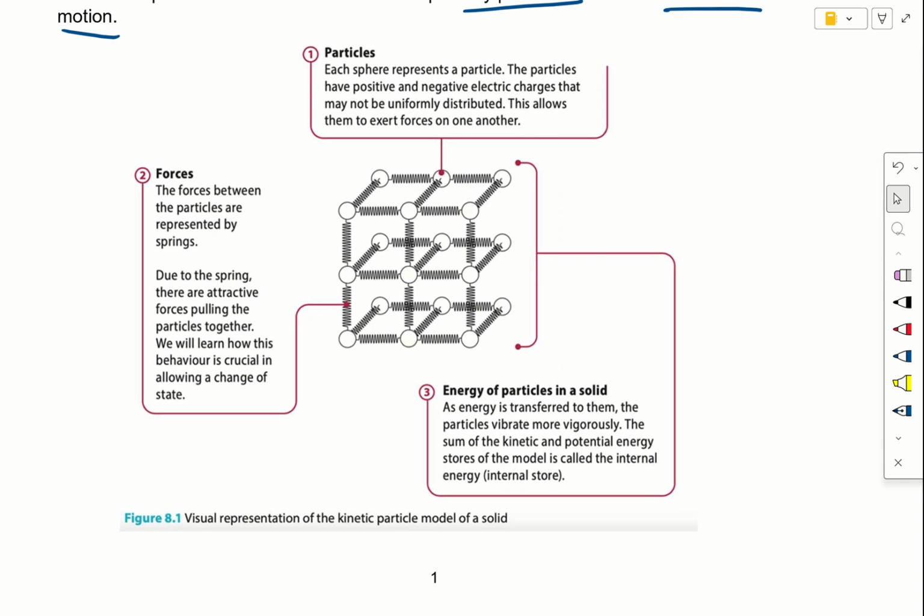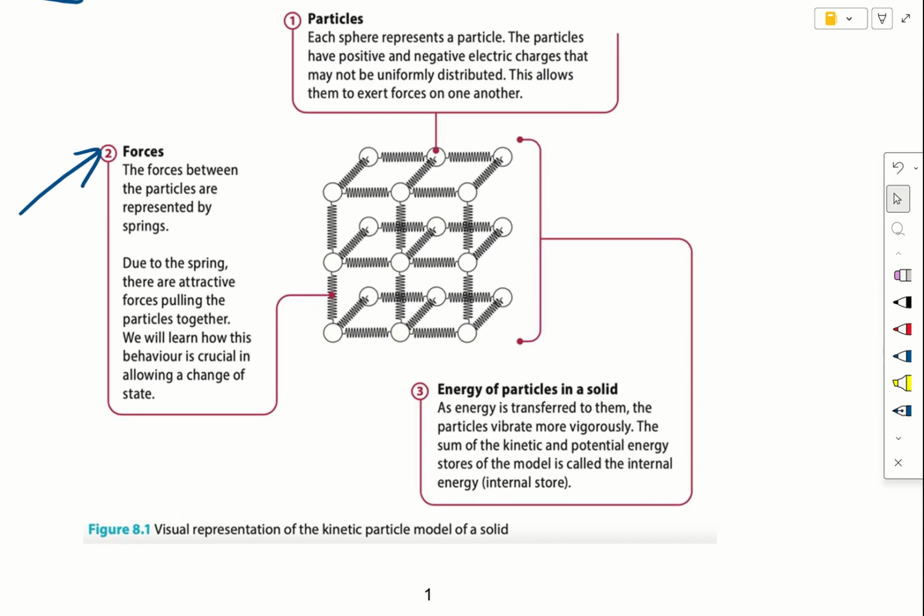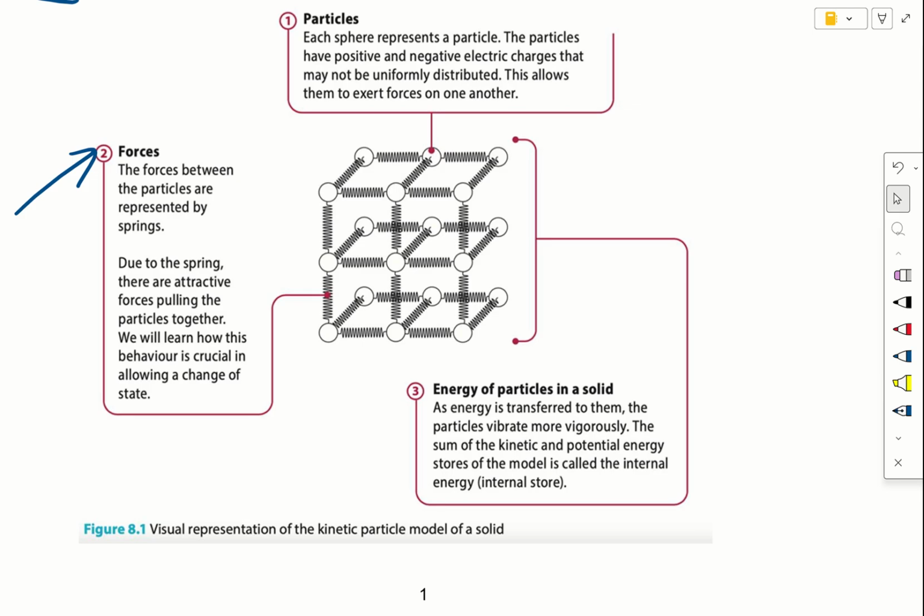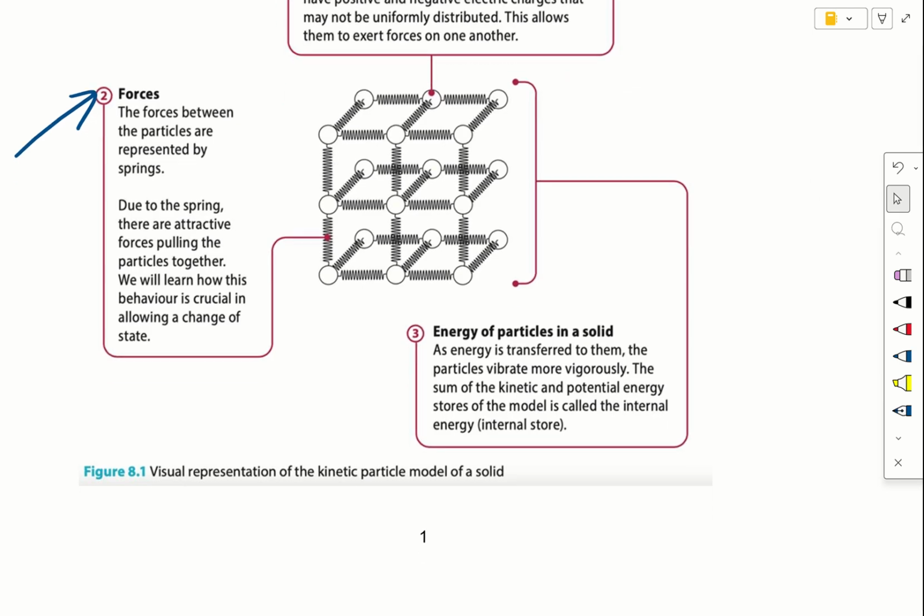Next, we go into the forces. The forces between the particles are represented by springs. Of course, this is just a model. Now, due to the springs, there are attractive forces pulling the particles together. Okay, and then next we go to the energy of particles in a solid. As energy is transferred to them, the particles will vibrate more vigorously.